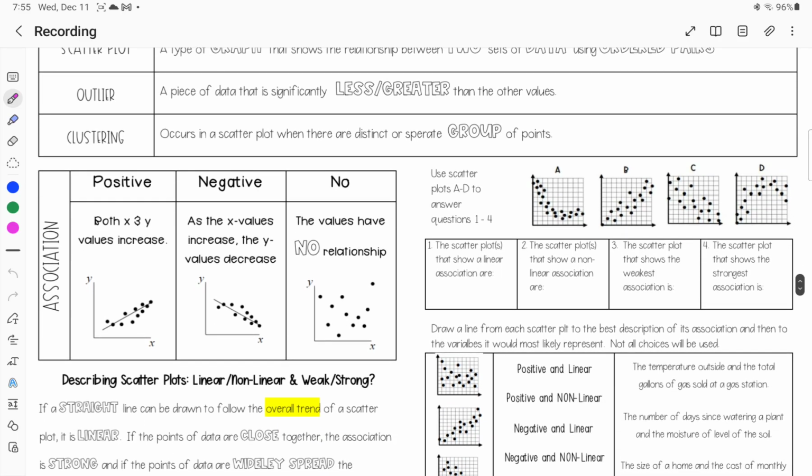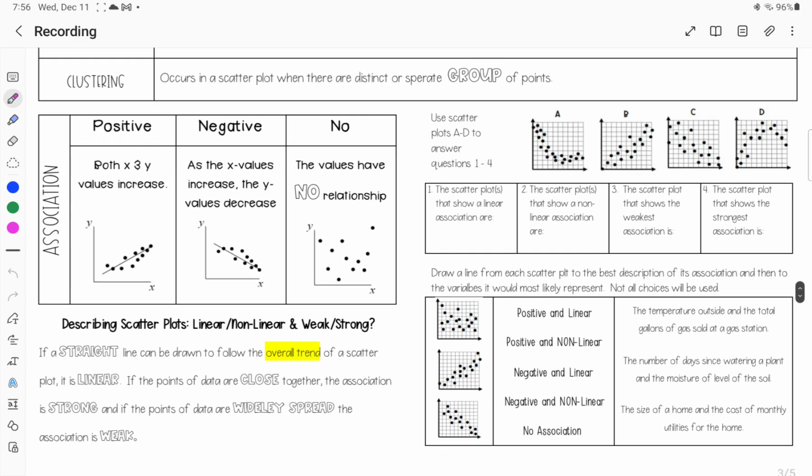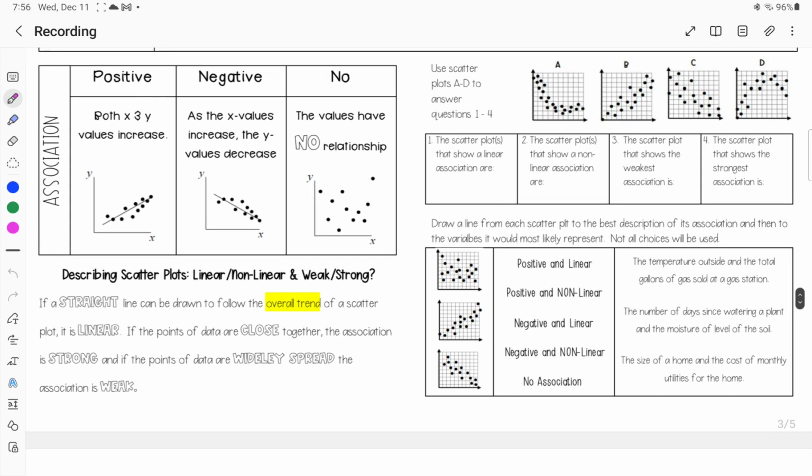So we learned that there are three types of association. There's a positive association, where as x increases, so does y. Negative is as my x gets bigger, my y's are getting smaller. And then our last one is no association, meaning that there's no relationship between them. They're just scattered everywhere.